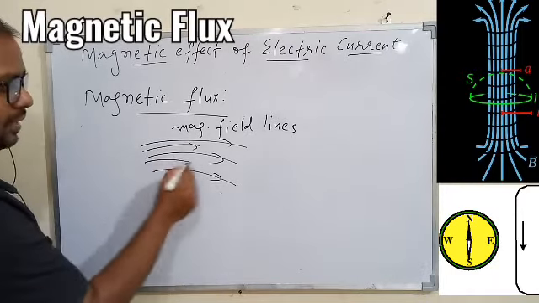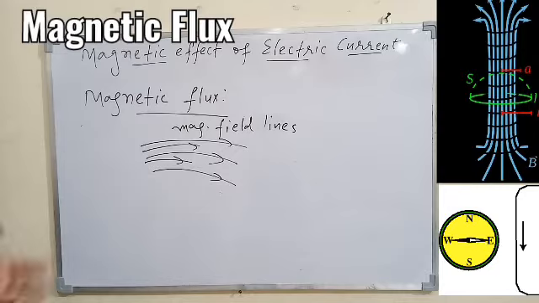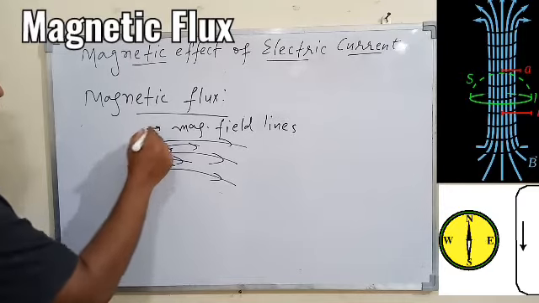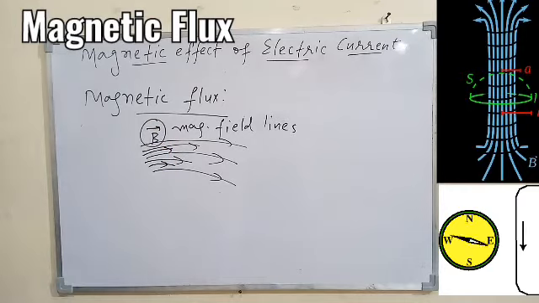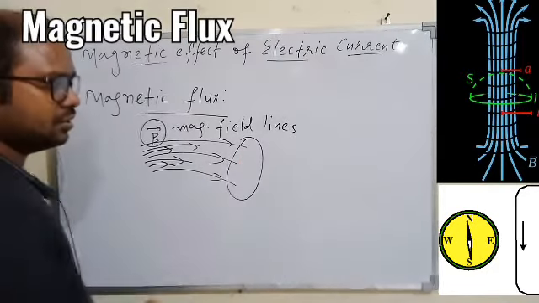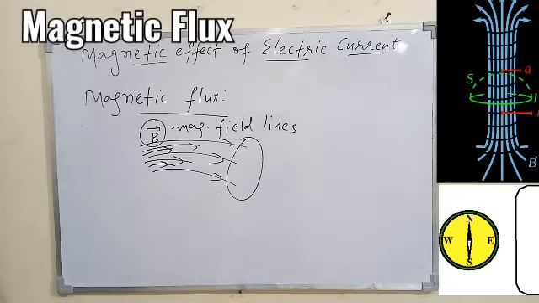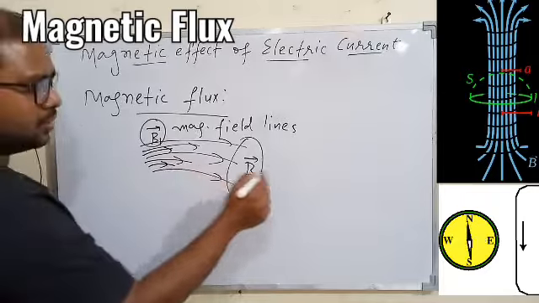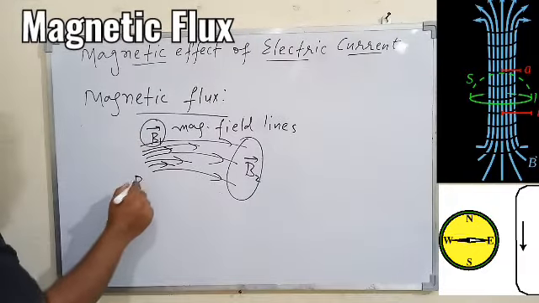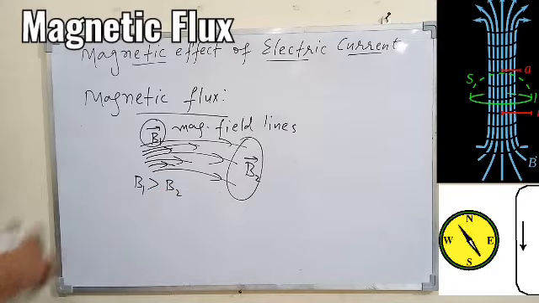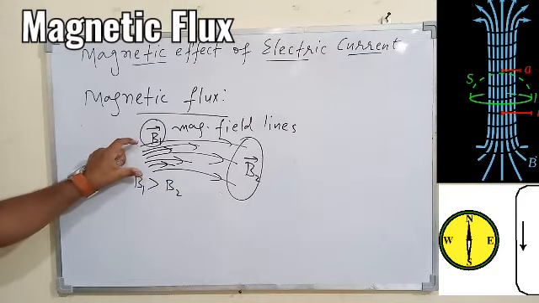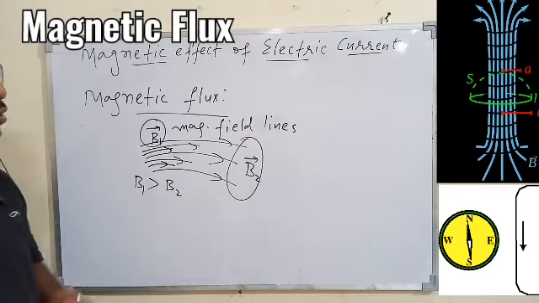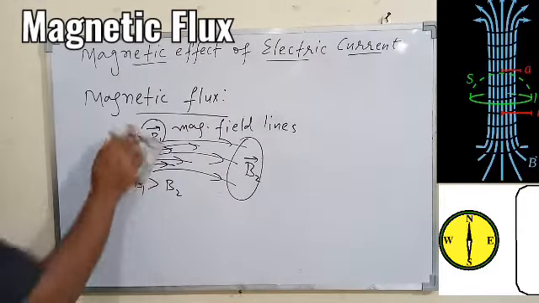We know that if the magnetic field lines are very close to each other, very crowded, then in that space we say the value of magnetic field B is very high, meaning the magnetic field is strong. The space where the field lines are quite separated and far away, we say the magnetic field is quite weak. So B1 is greater than B2, because at this space the magnetic field lines are very crowded, so the strength will be maximum compared to the other side, B2.